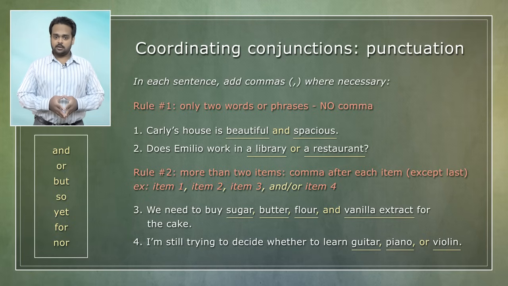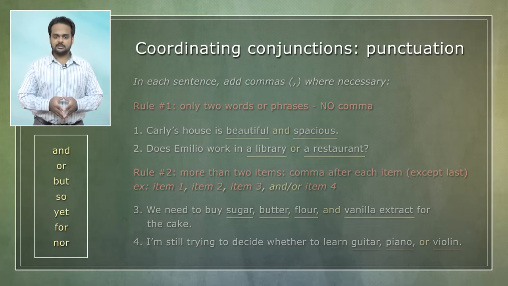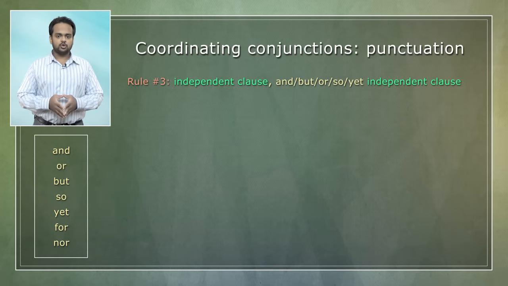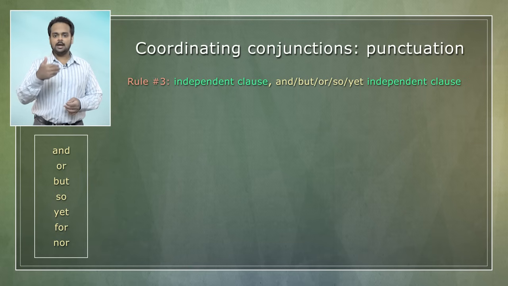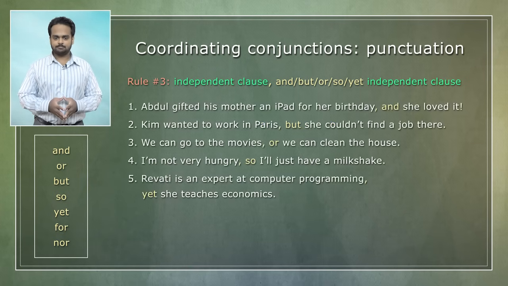Now, there's another very important rule regarding coordinating conjunctions. And that is that when a conjunction connects 2 independent clauses, you should always put a comma after the first clause. Take a look at these examples. Look at sentence number 1. You see here that it has 2 parts.